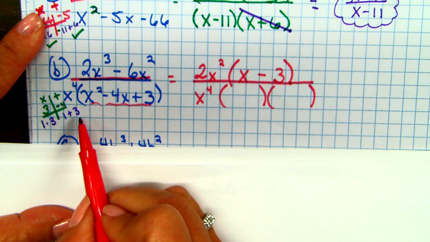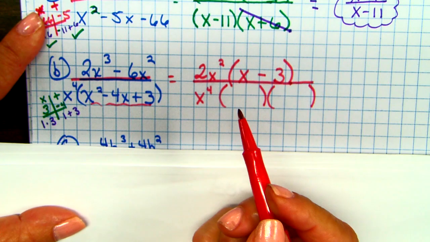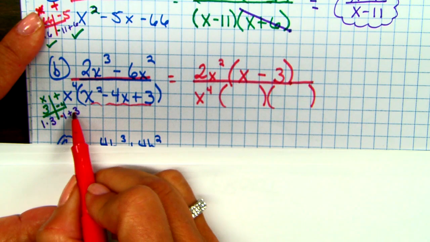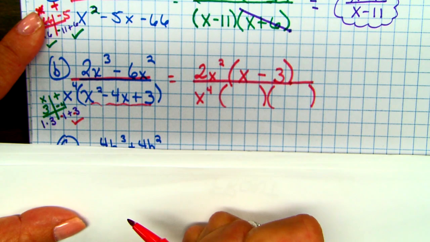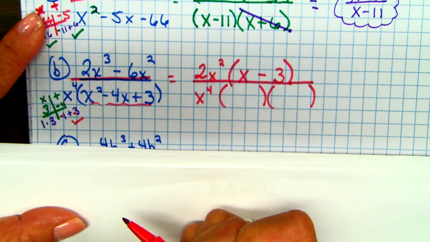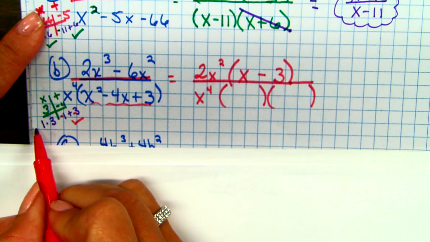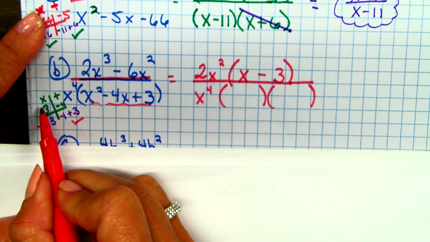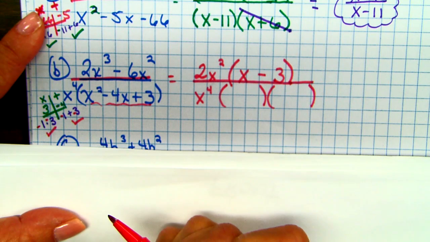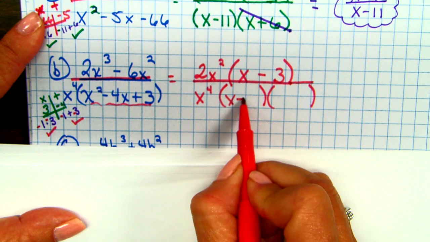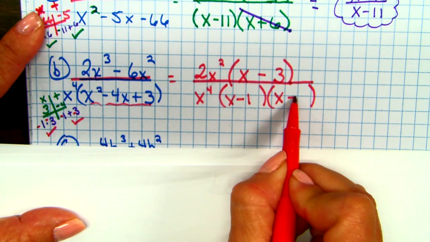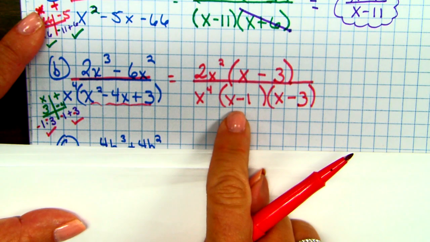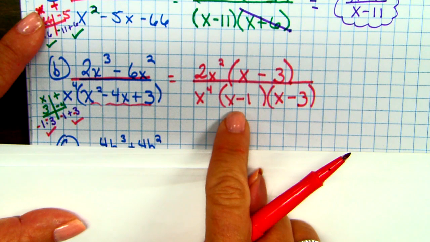What can I do to the 1 and or the 3 to get a negative 4? Both negative. If you make this negative and this negative, you get negative 4. Negative 1 plus negative 3 is negative 4. Now make sure it's good over here. Negative 1 times negative 3, is that positive 3? Yes. So there's our numbers, x minus 1, x minus 3. Any order. The minus 3 could go first, or the minus 1 could go first. Now we're ready to simplify.